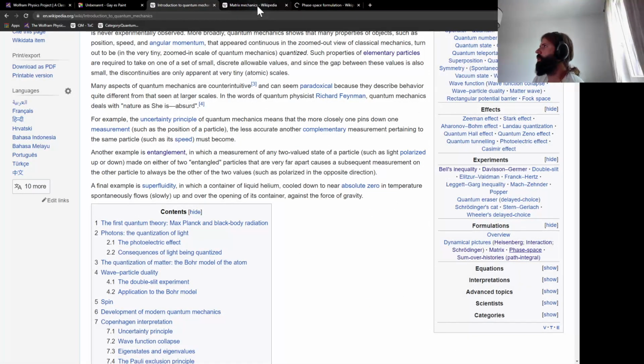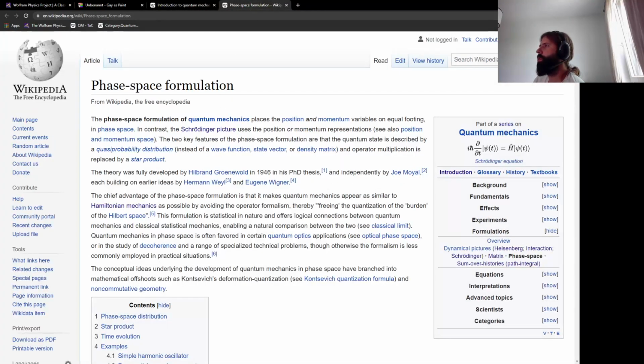And then phase space. But isn't that then the path integral picture? I think phase space places the position and momentum variables on equal footing. In contrast, the Schrodinger picture uses the position or momentum representations. The two key features of the phase space formulation are that the quantum state is described by a quasi-probability distribution instead of a wave function. Okay, that's different than a state vector or density matrix, a quasi-probability distribution. And operator multiplication is replaced by a star product.